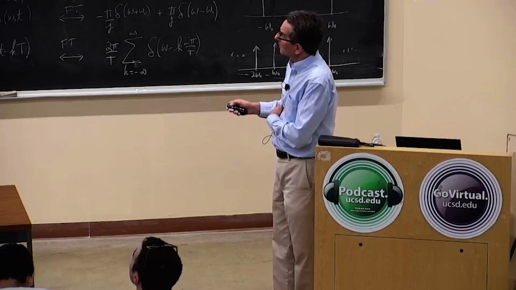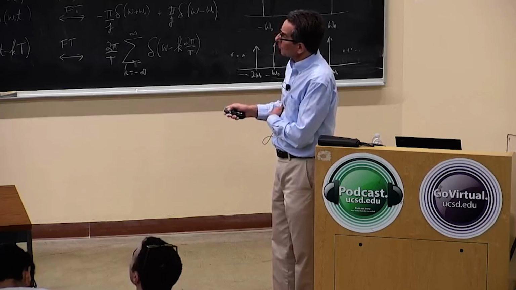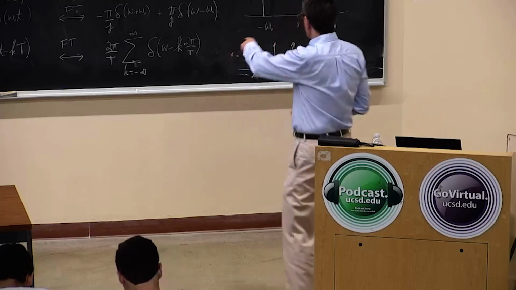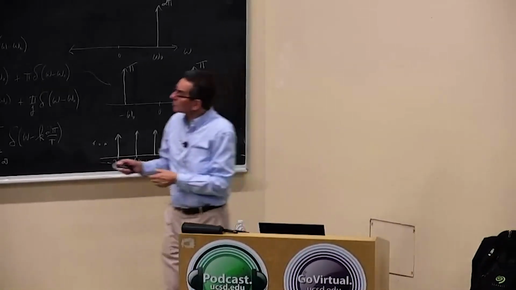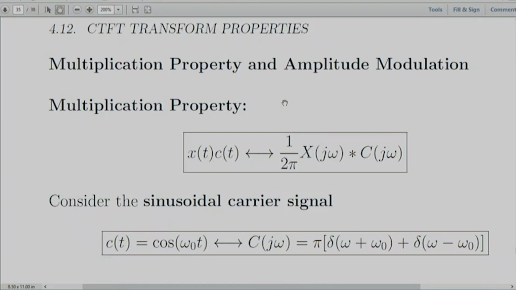And so what's the transform of the cosine? Well, we saw over here, it looks like these two impulses. So the way we write that is pi times delta of omega plus omega naught, plus pi times delta of omega minus omega naught, so written like that.